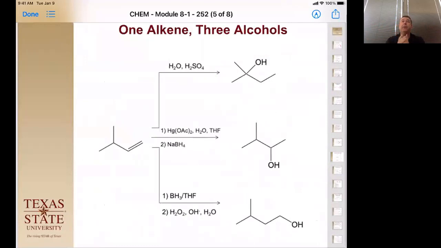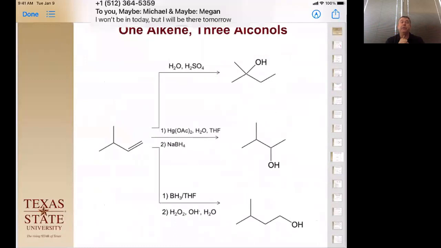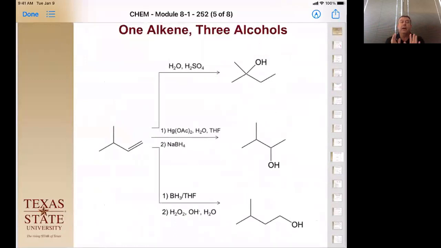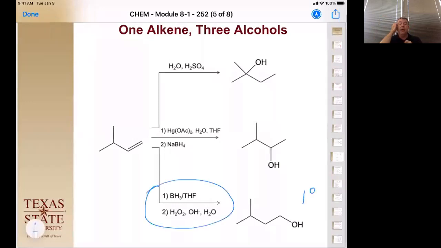So if I'm going to make a primary alcohol, I have to use the hydroboration oxidation reaction, because the boron is going to add to the least substituted carbon, and we're going to oxidize that boron off, giving us that least substituted alcohol. So we have to use this to get our primary alcohol. Now let's just hit it with acid and water and hope for the best. Well, it's going to form a carbocation. The carbocation is going to be here, but then it's going to move over here because that's more stable. And our major product is going to be our tertiary alcohol.